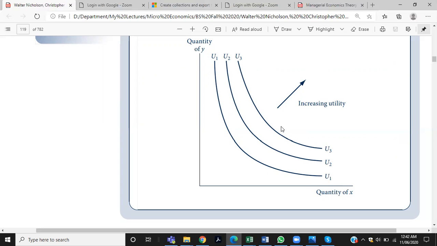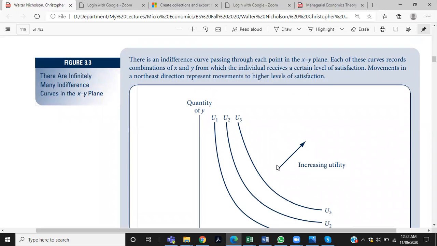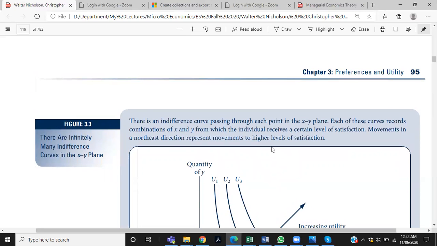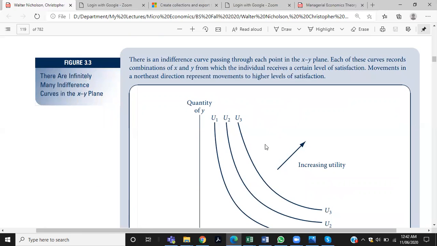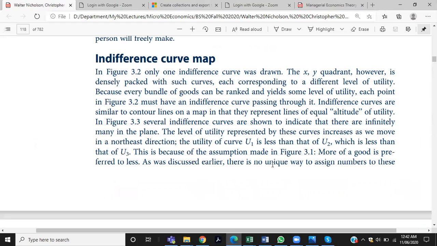So our conclusion is that sometimes consumer satisfaction is shown by a single indifference curve, and sometimes we talk about the indifference curve map. Why? Because there are different bundles of goods and services that can be used by a consumer, and every bundle of goods provides a different level of satisfaction.